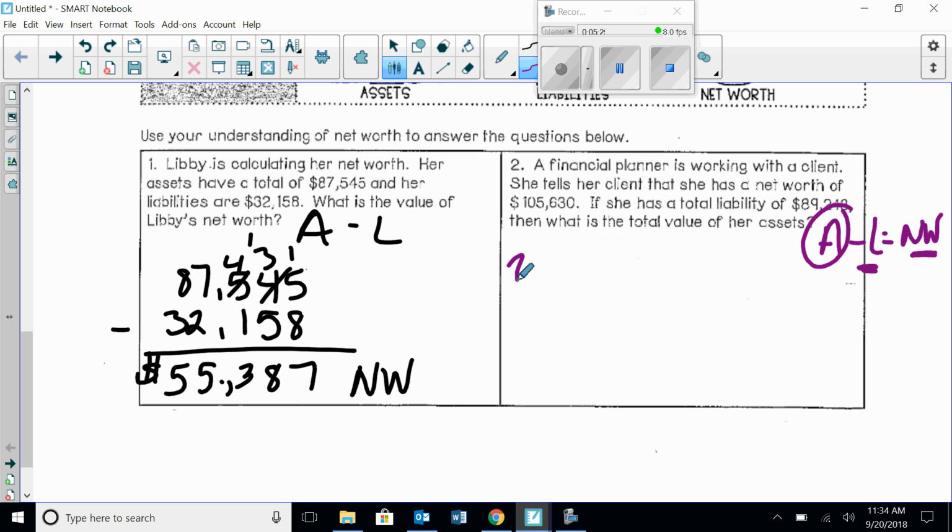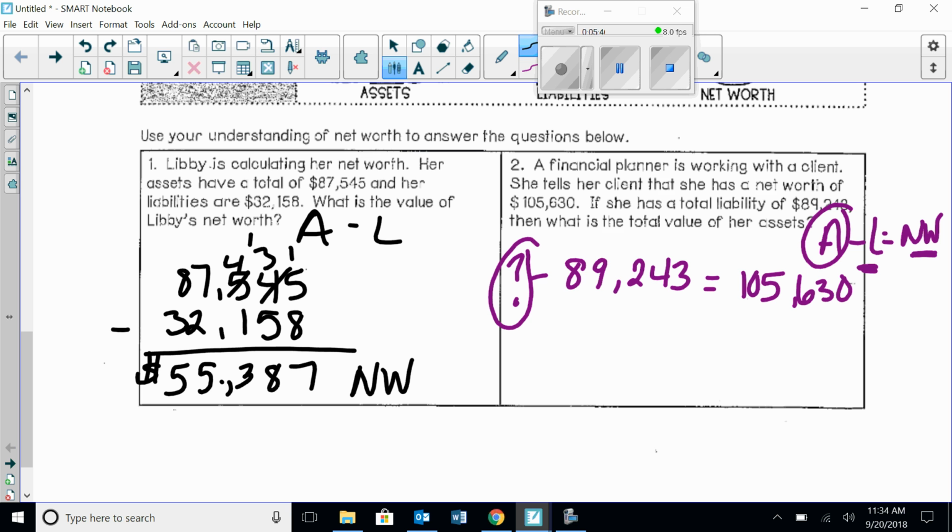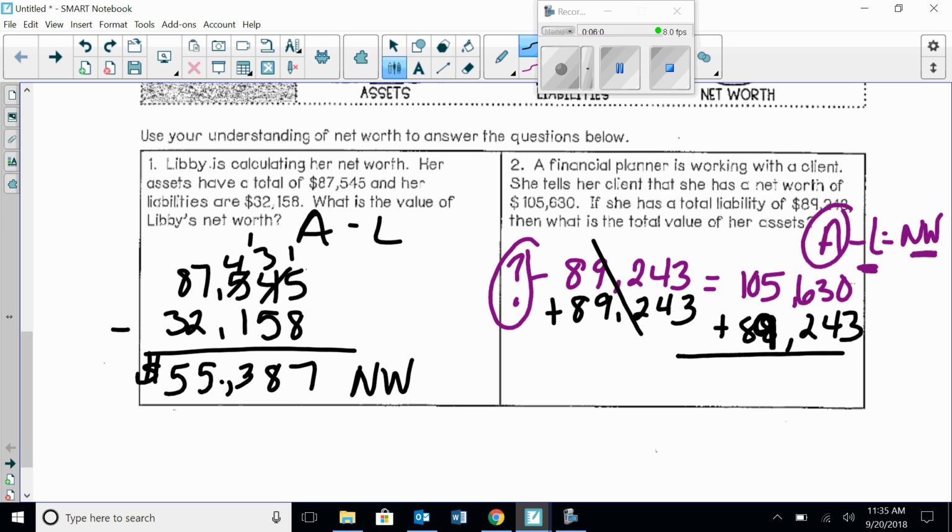So I know that my assets minus my liabilities, which is my $89,243, is going to equal my net worth, which is $105,630. So to get this question mark here, what I'm solving for, I have to be able to solve it. So I'm going to add my 89,243, and therefore I'm also going to add it to what my net worth is. So I'm going to add them because I'm looking for my asset.